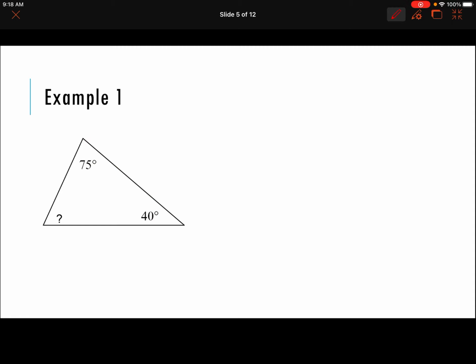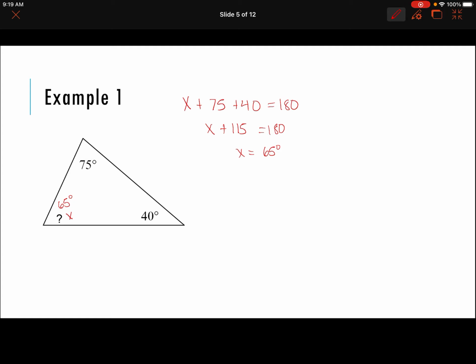So in our first example, we're given two of the angles and we have to find the missing angle. So say we call this missing angle X, then we know X plus 75 plus 40 has to equal 180. Now, of course, we're taking a lot of steps to do what's a very simple problem. So we get X plus 115 equals 180, and then we subtract 115 from both sides. So we get that X is 65 degrees. And that makes sense: 65 plus 40 is 105, 105 plus 75 is 180.